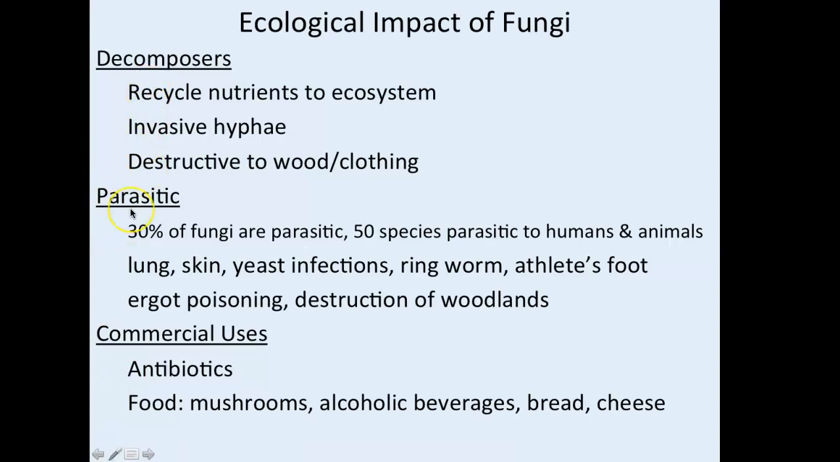They can also be parasitic, right? Remember the definition of parasites is growing on living things, and parasites are never a good thing for the host organism, because it ends up harming and making the host sick, and sometimes to the point of death. About 30% of fungi are parasitic. 50 species are known to be parasitic to humans and to animals. They can cause lots of infections: lung, skin, yeast infections, ringworm. Ringworm is actually a fungal infection. It's not a worm. Also athlete's foot, ergot poisoning, destruction of woodlands. They can really be pretty nasty.